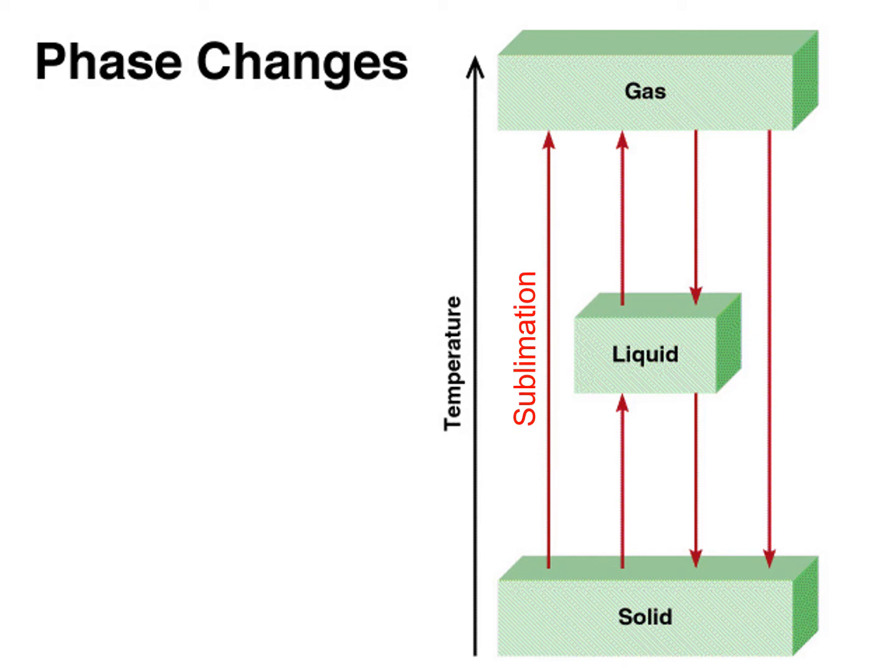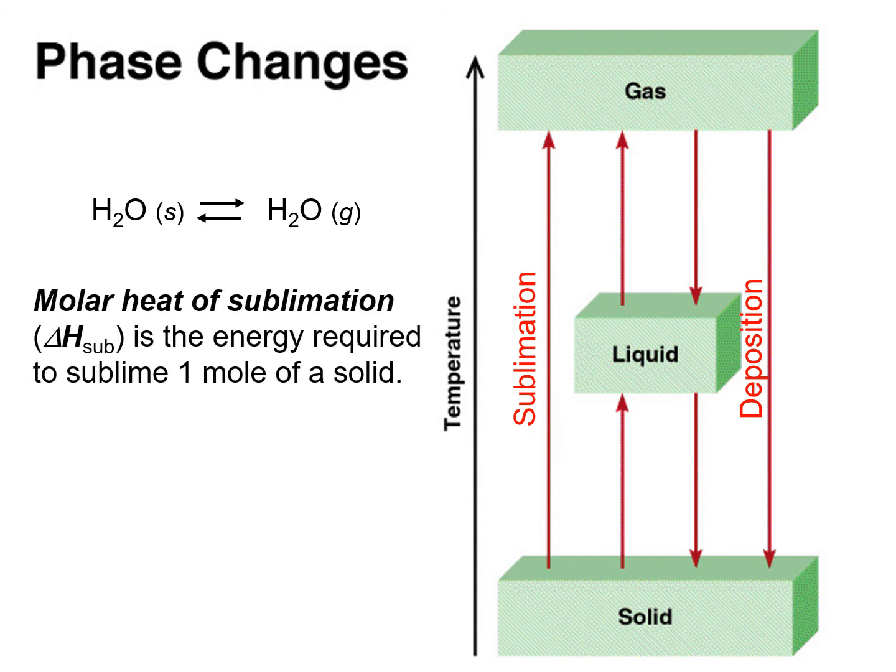All right, the last phase change, of course, is sublimation and deposition. We have used carbon dioxide as an example of that in the past, but your text uses water, converting from a solid directly to a gaseous state. This is associated with what is called the molar heat of sublimation.